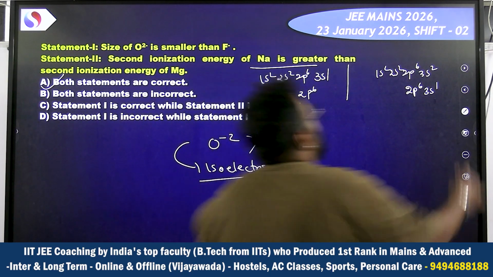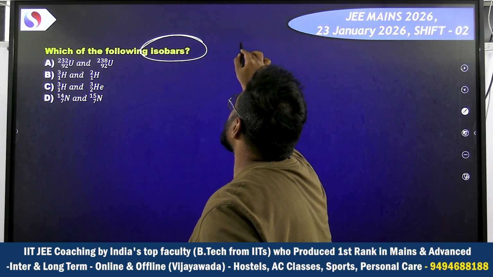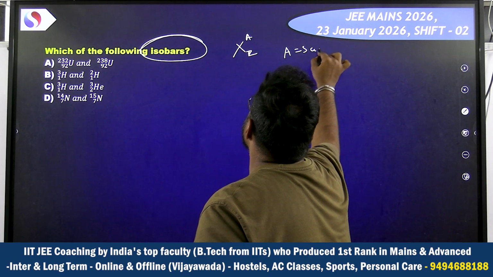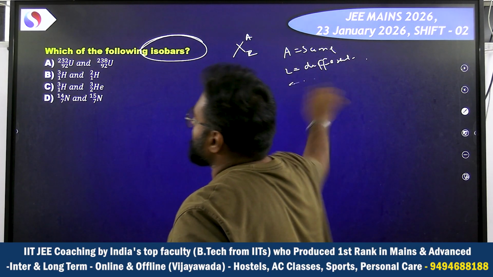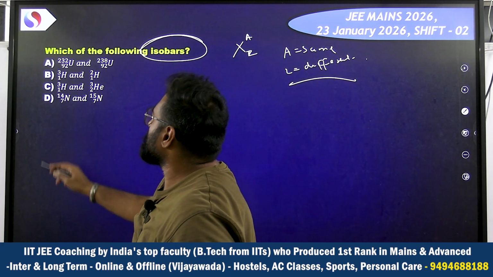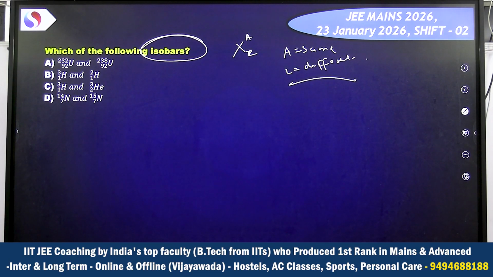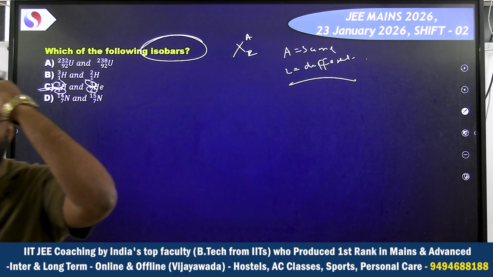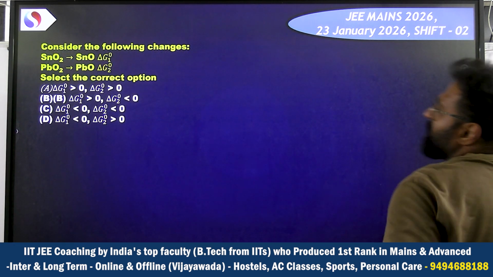Option number A. Next, which of the following are isobars? Definition of isobar: if this is my atom, this is Z and this is A. A should be same, Z should be different. So check which option is correct. Which option is correct? C. Okay, Z is different, A is same. So option number C, Z is different, A is same. Direct NCERT, there is a lot of excitement about this in the paper. This is direct NCERT. Next question.